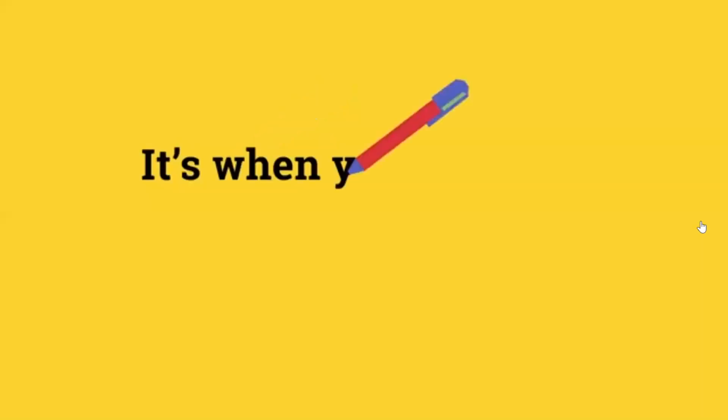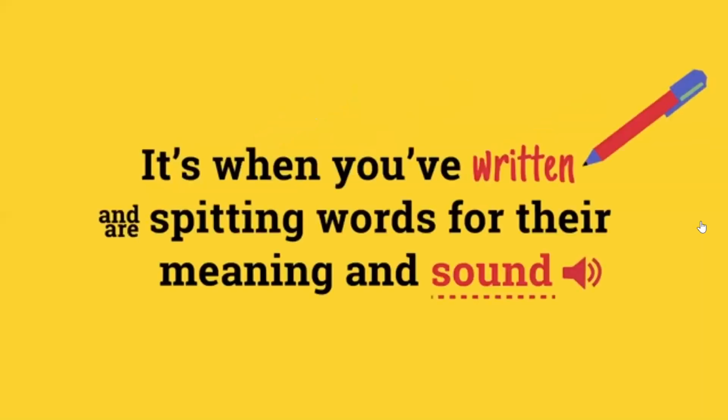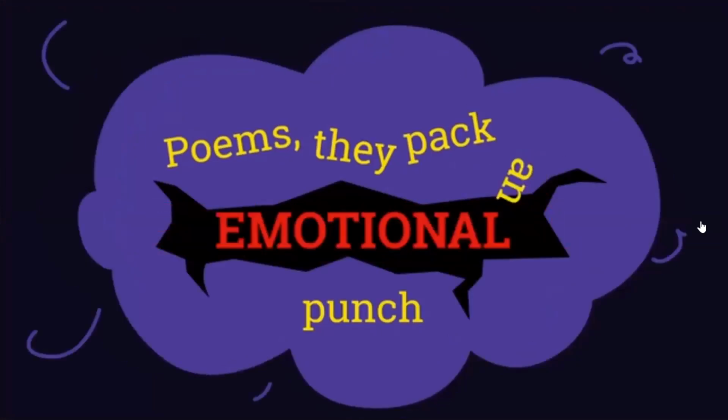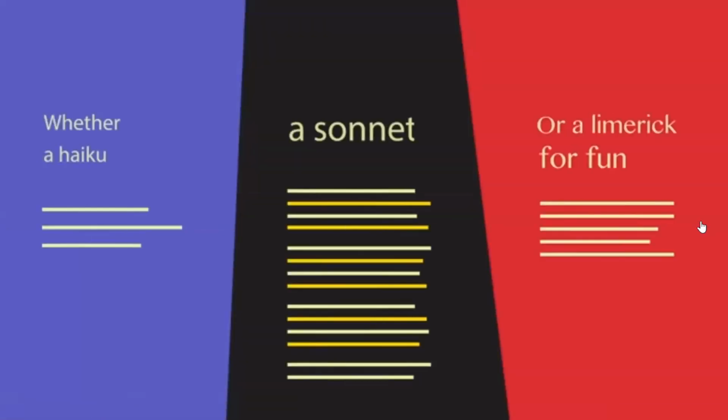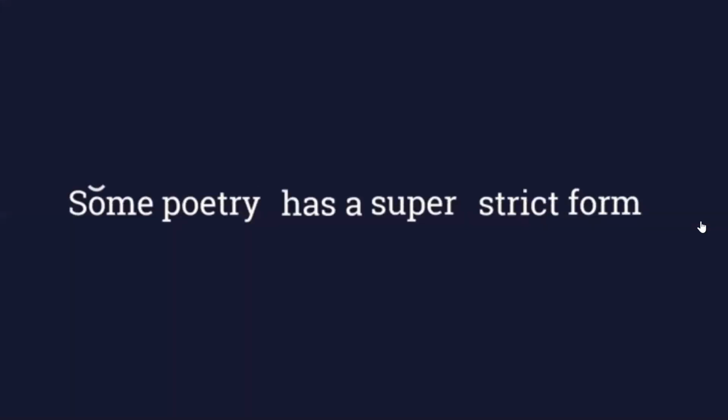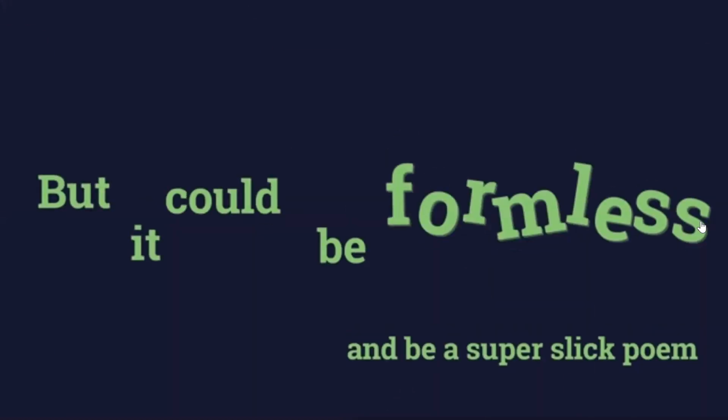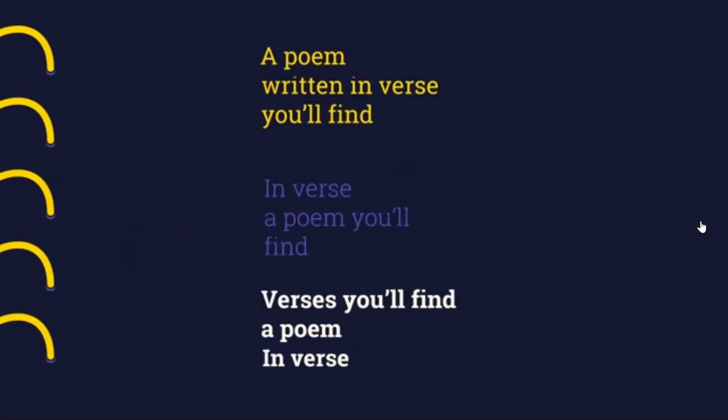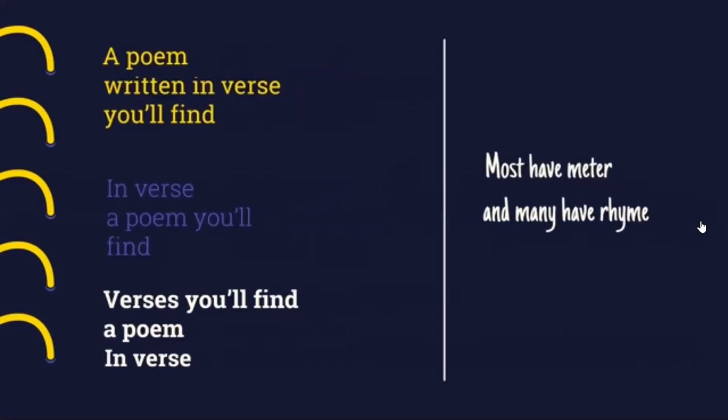What's going on? What's poetry? Here's what I found. It's when you're writing and spitting words for the meaning and sound. Poems, they pack an emotional punch, whether a haiku, a sonnet, or a limerick for fun. Some poetry has a super strict form, but it could be formless and be a super slick poem. A poem written in verse you'll find. Most have meter and many have rhyme.